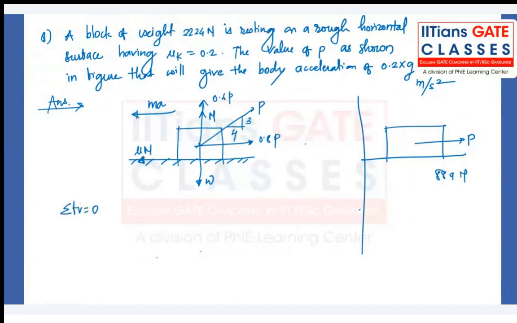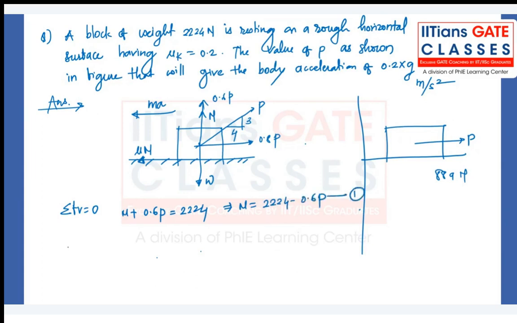Okay, so now, because of this inertial force, the body is in dynamic equilibrium, and the summation of all vertical forces equals 0. So N plus 0.6 times P is equal to 2224, right? This implies the value of N is 2224 minus 0.6 times P. Call it equation number 1.